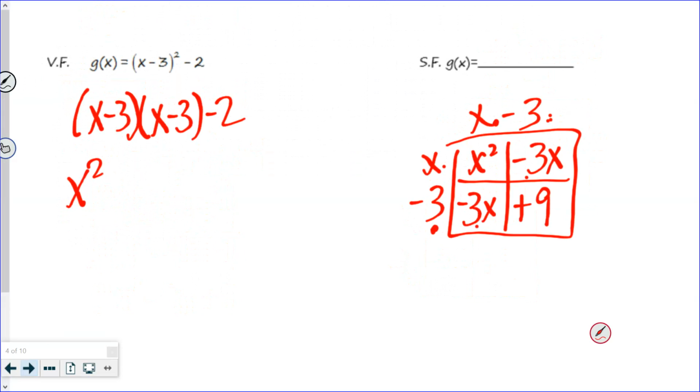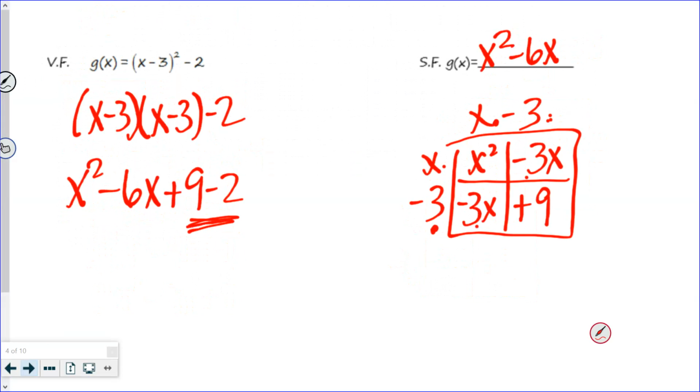Negative 3 minus 3 would be negative 6x, and then plus 9, and then don't forget your minus 2 still up there. Our last step then is to combine our like terms. So x squared stays the same, negative 6x stays the same, and then I've got 9 minus 2, that's plus 7.